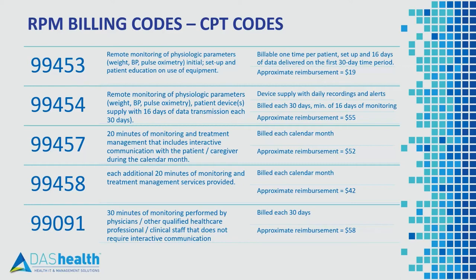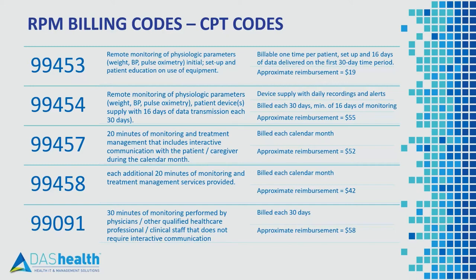99453, 99454, 99457, and 99458 are services that are provided not necessarily by the physician, but by a care team. The 99453 code, as you see here, and the 99454, both of those codes are reimbursed based on the patient providing 16 days of data. So 99453 is billable one time, the very first time that patient signs up, registers for RPM services, initiates the device, and sends 16 days of readings. On that 16th day, you're billing the 99453.